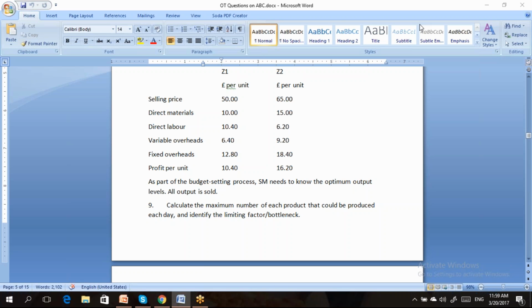So next lesson, we are going to look at various costing techniques like target costing, and also see whether we can work on the learning curve.